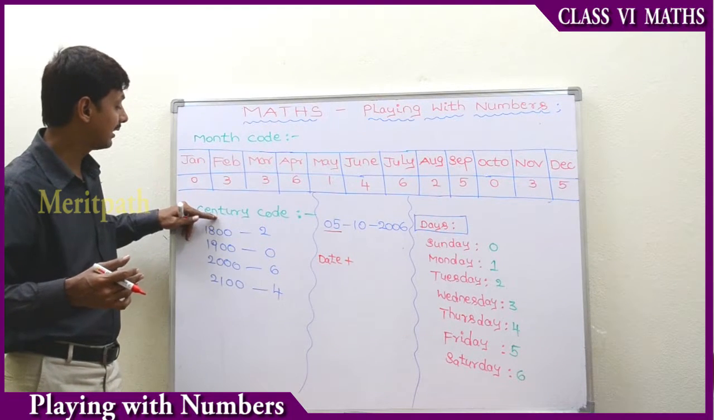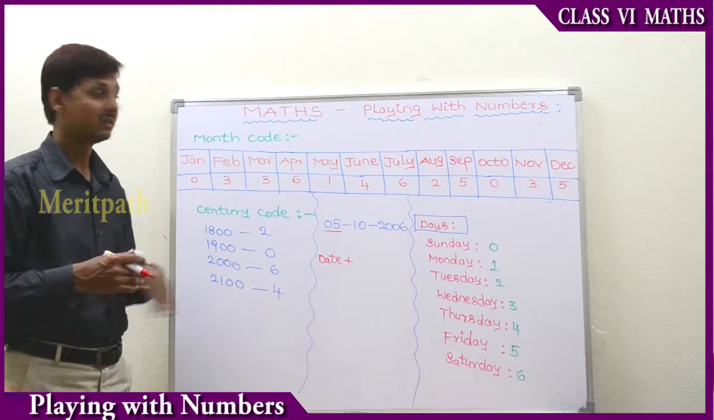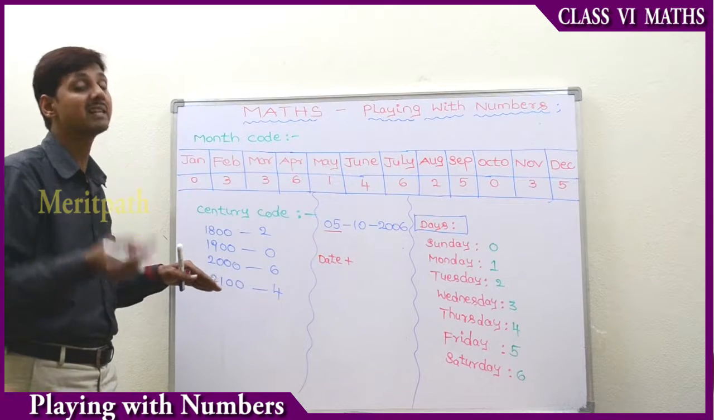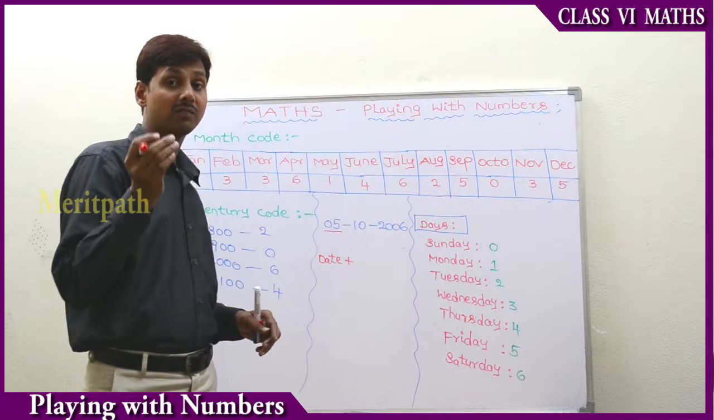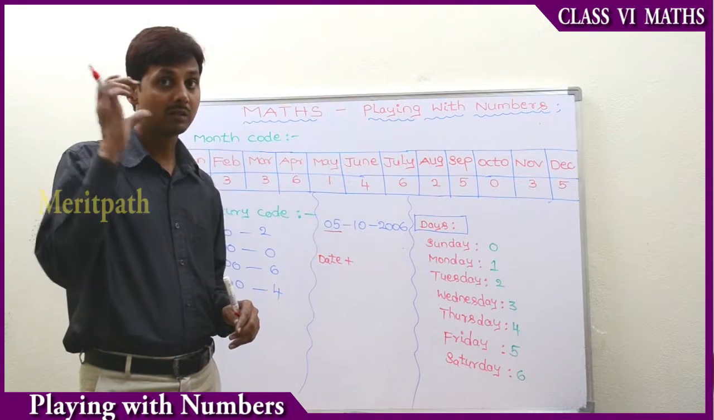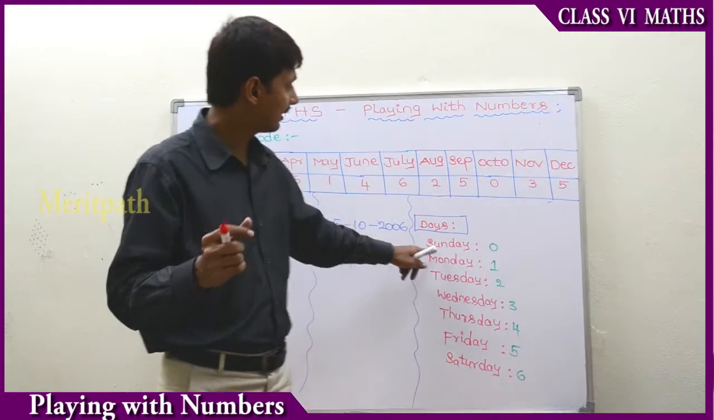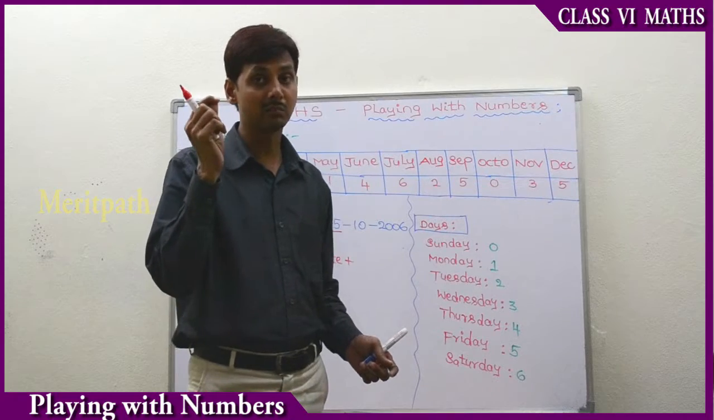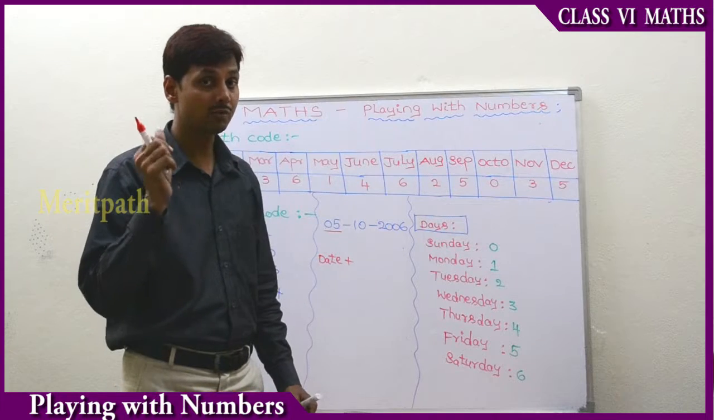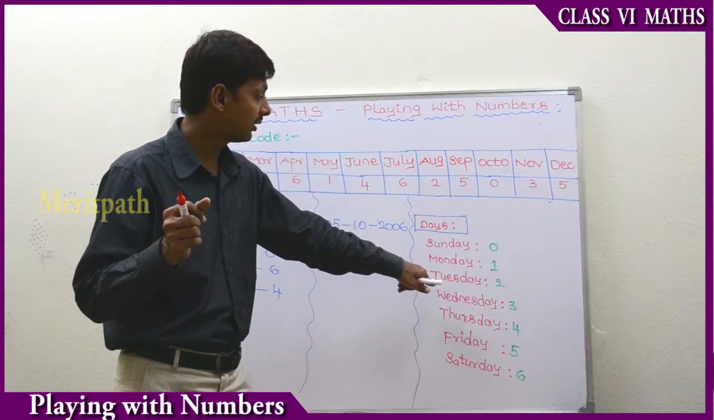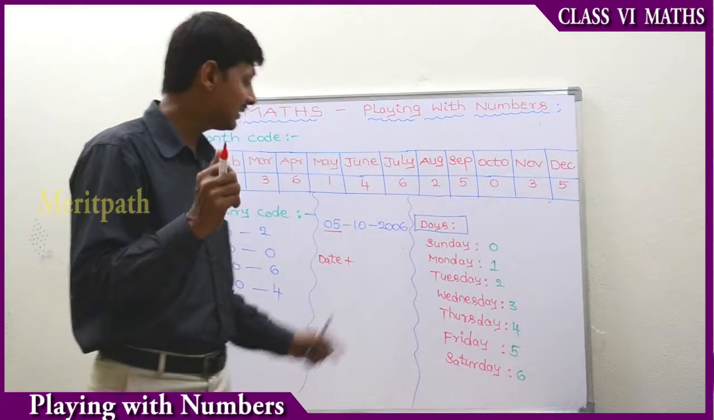When we go back, the numbers repeat in the same cyclic form. Here 1700 is 4 and 1600 is 6. So these are the century codes, and whenever we get the final result, that number gives the day. If we get the result as 0, that day is Sunday. If we get 1, that is Monday, 2 is Tuesday, 3 is Wednesday, 4 is Thursday, 5 is Friday, and 6 is Saturday.